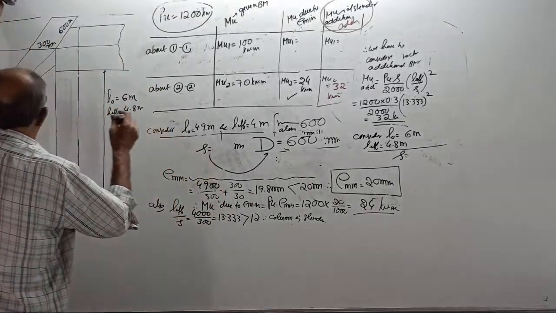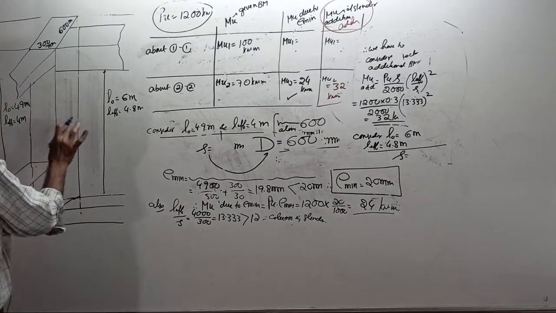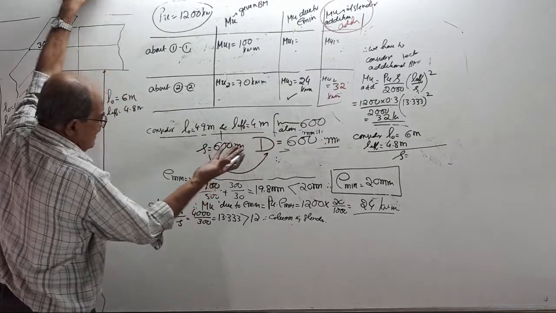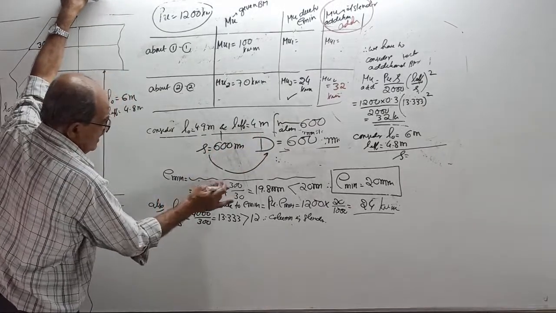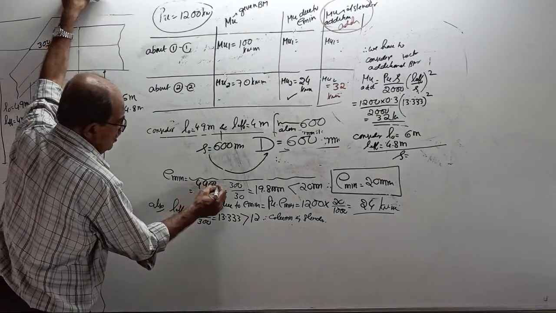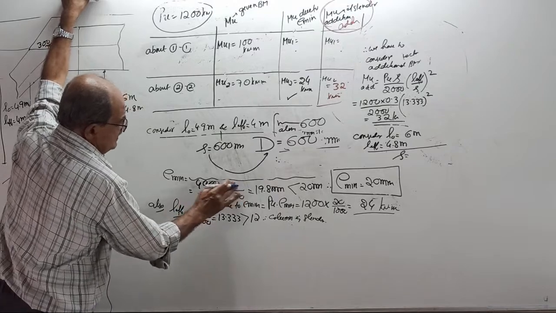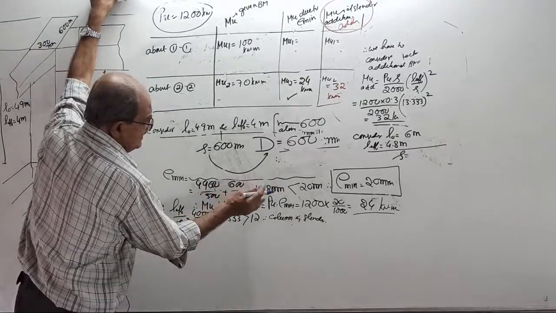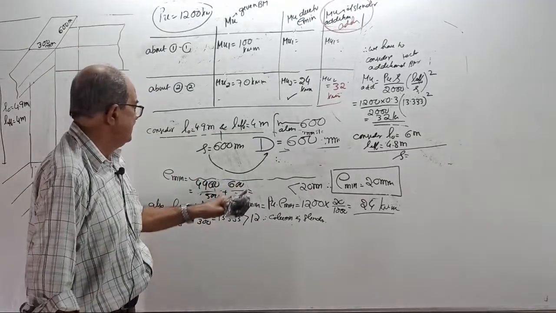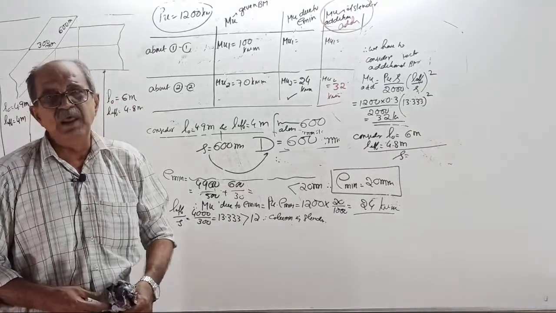So once I take L naught equal to 4.9 meter and L effective 4 meter, the side to be considered is 600 millimeter. So what is it? How much is L naught, 4900 by 500 plus 600 by 30? What is the answer? 4900 by 500 plus 600 by 30.